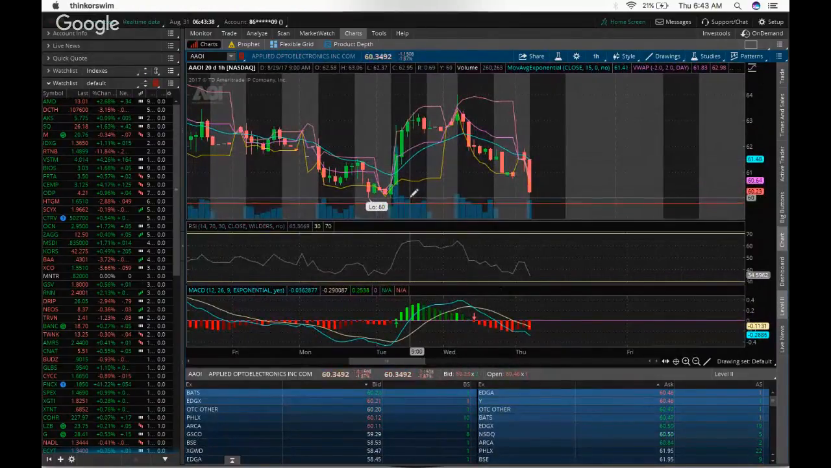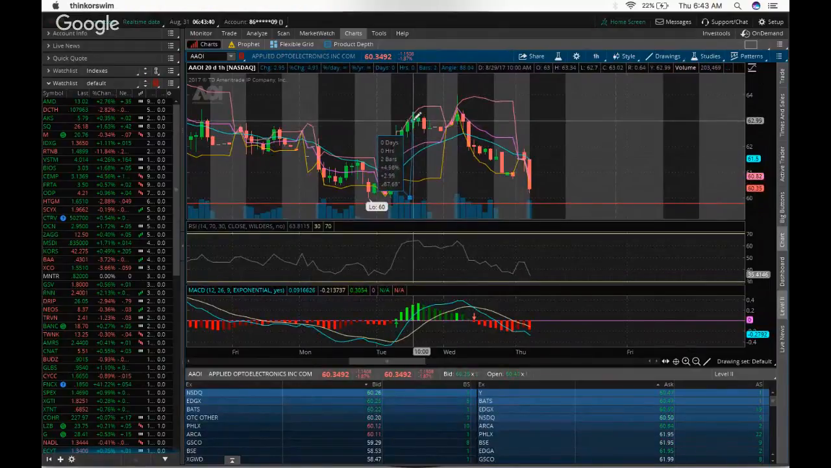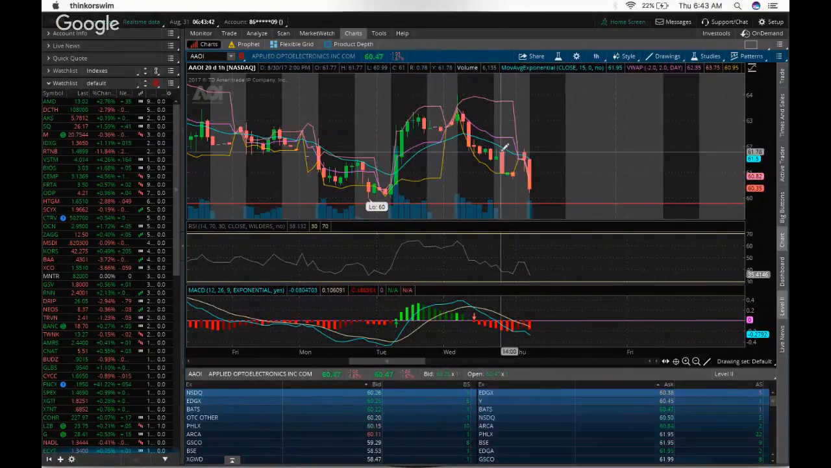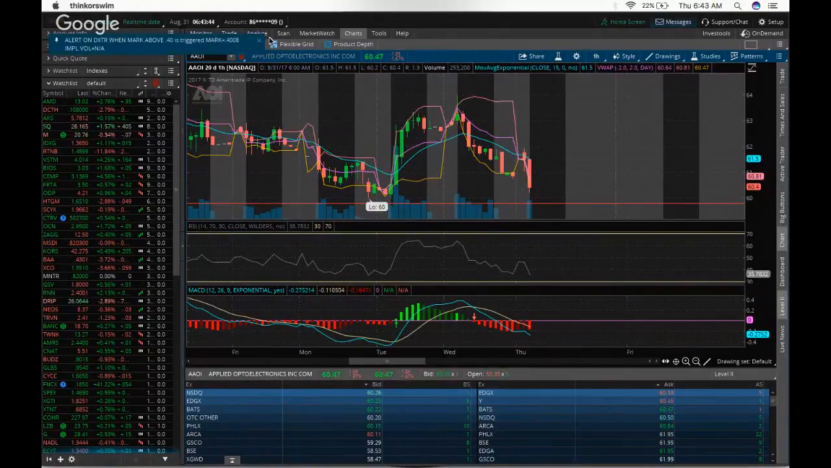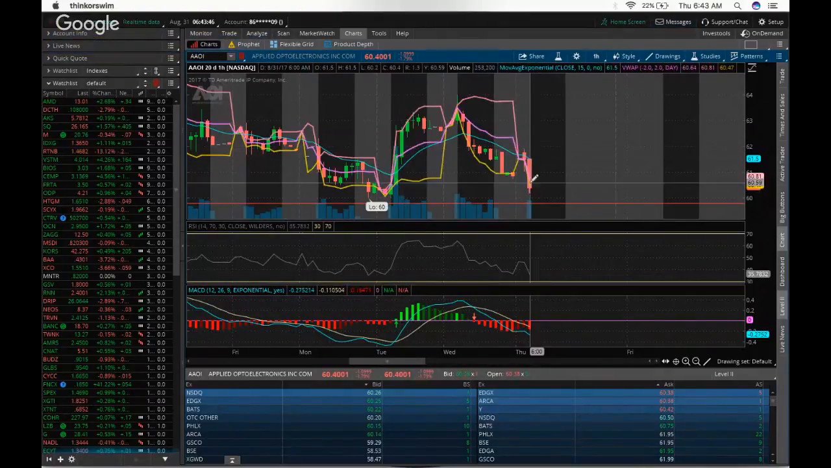But even within the day, from 60 to 63, that's 5% potential. If you see value in it, the DXTR just went above 40. But overall, definitely I think a good swing.